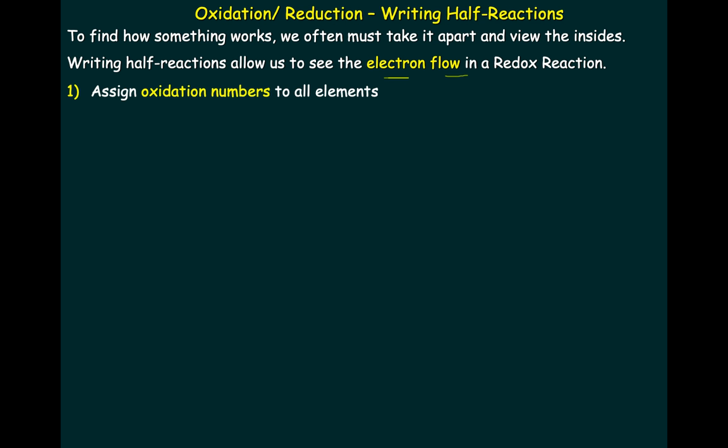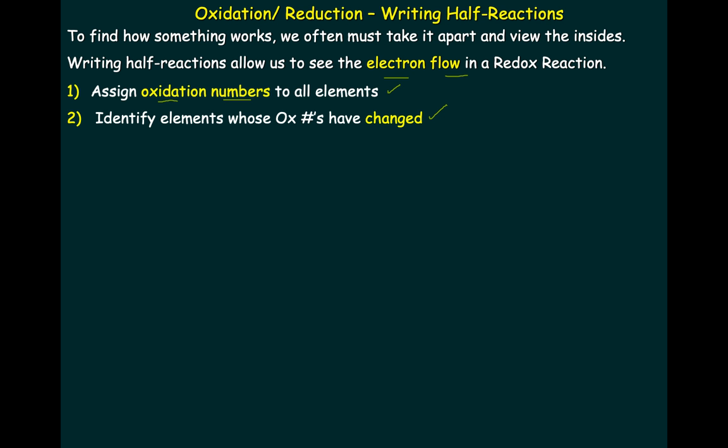Okay, so the first thing we want to do to write a half reaction, again, a half reaction is the oxidation or the reduction, is assign our oxidation numbers to all the elements in the reaction. Okay, so you have to be able to do that first. So assigning your oxidation numbers, as in the previous lesson. So you need to know how to do that. Then what we're going to do is identify the elements whose oxidation numbers have changed.